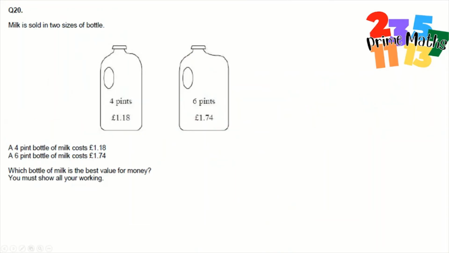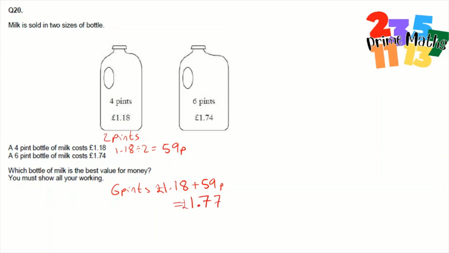Question 20. Milk is sold in 2 size bottles. We have 4 pints and 6 pints. We can use the 4 pints to work out how much 6 pints would be. 2 pints would be half of this, so £1.18 divided by 2, which is 59 pence. That means that 6 pints would be £1.18 plus the 59 pence, and that would give us £1.77. So 6 pints would be £1.77, here it's £1.74, which means this value for money is better.